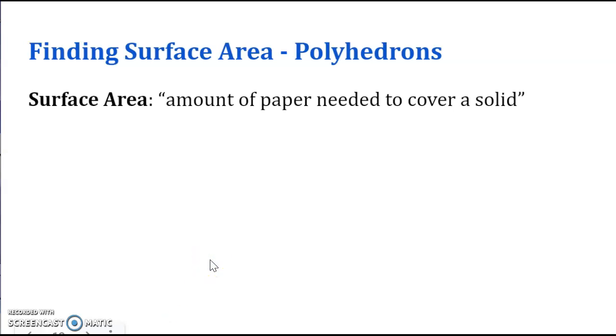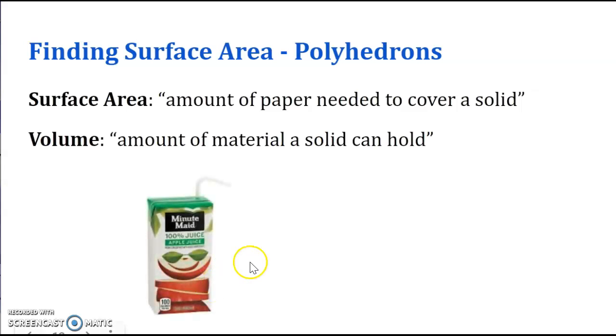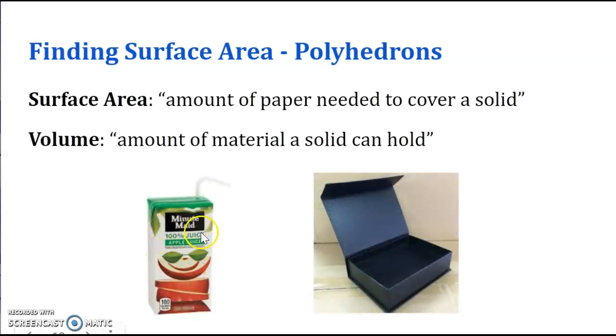Now we're going to talk about surface area and volume. So what's a surface area and what's a volume? Well, if you think of this apple juice box, surface area is the amount of paper needed to cover the solid, while the volume is the amount of material a solid can hold. So in this case, how much juice I can fit in this box will be the volume.